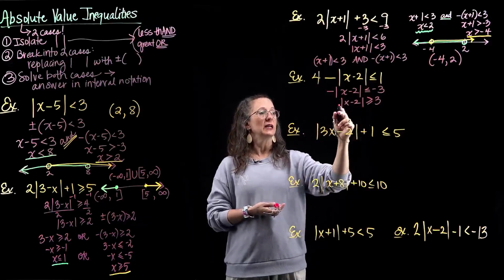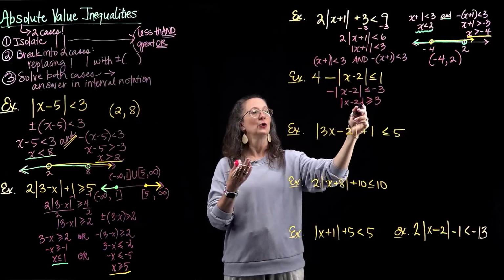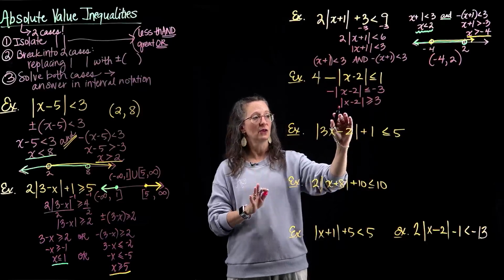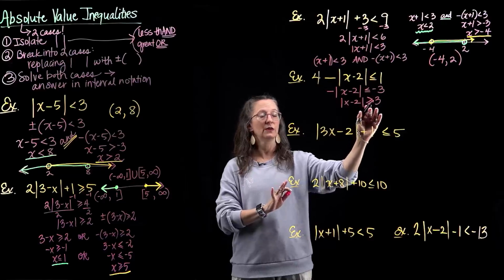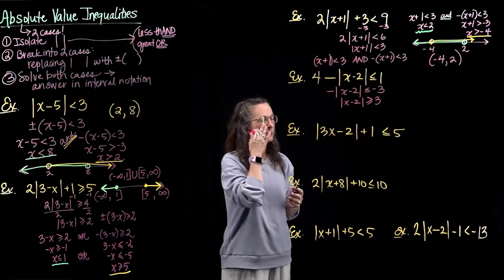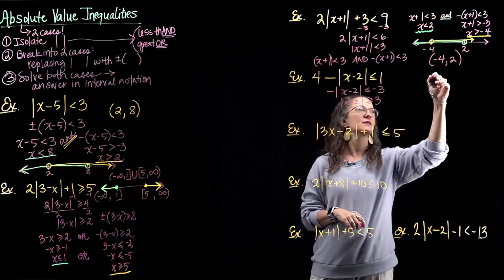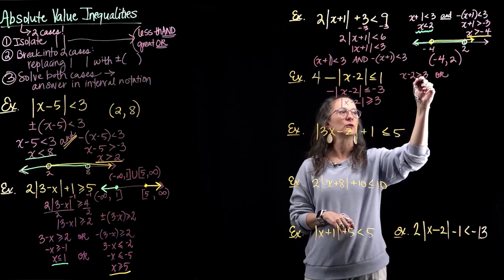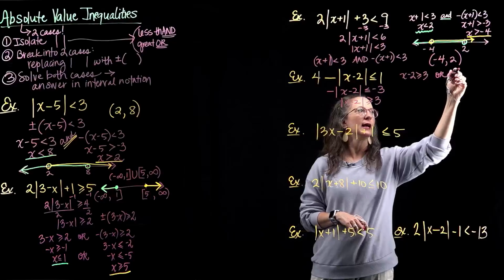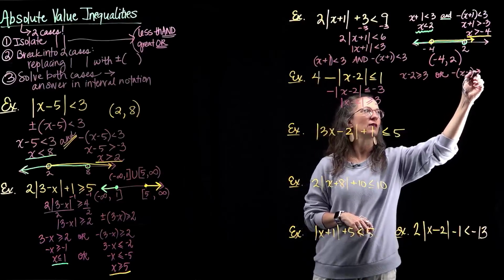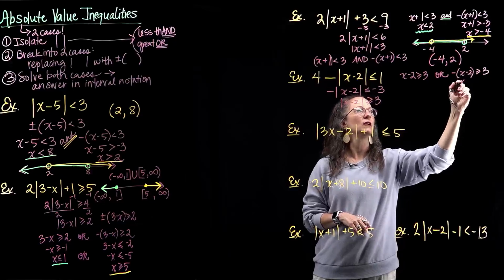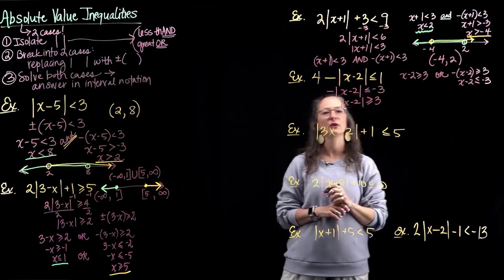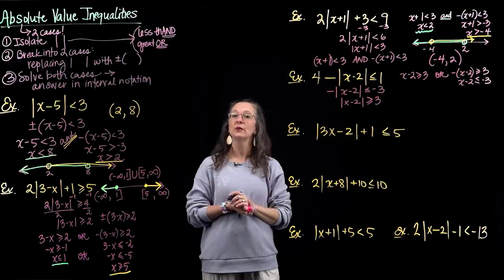Now, in this situation, we have a greater than symbol. So, absolute value greater than a number. That means we're going to have an or between our two cases. So we'll have x minus 2 greater than or equal to 3, or negative of x minus 2 greater than or equal to 3, which we can rewrite as x minus 2 less than or equal to negative 3. And we'll solve both of those.